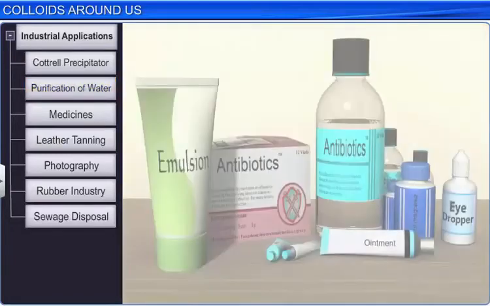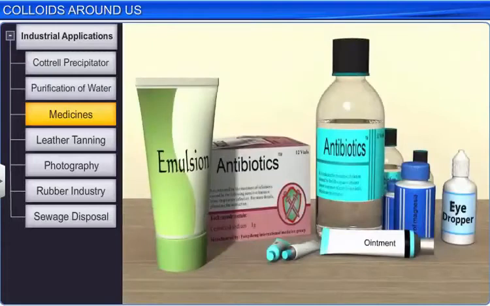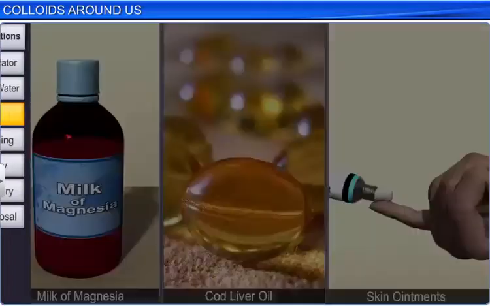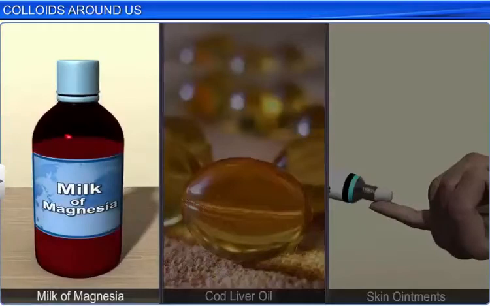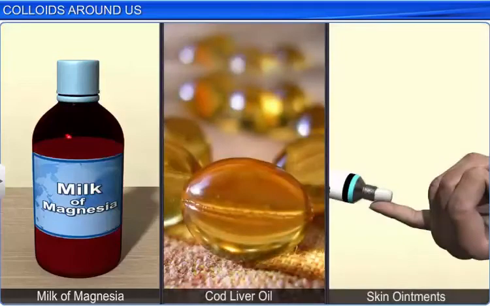Yet another application of colloids is in medicines. Colloidal medicines are more easily assimilated by the body system as they can act over a large surface area. Therefore, they are more effective. It is for this reason that a large number of pharmaceutical preparations are emulsions. For example, milk of magnesia used for stomach disorders, cod liver oil and skin ointments are all emulsions.